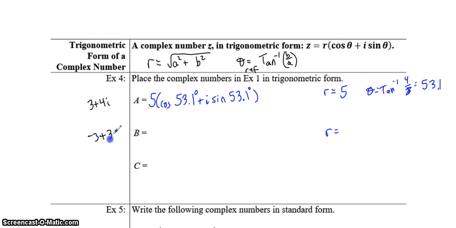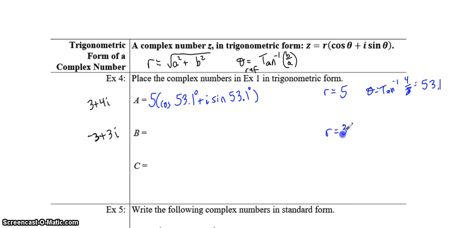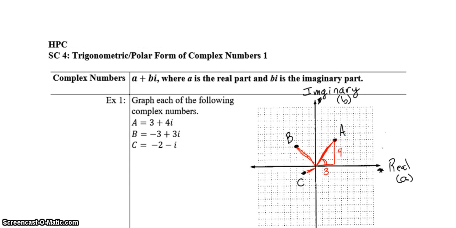Negative 3 plus 3i. So the radius, the absolute value, was 3 square roots of 2. What was the angle? Looking at this, we could probably tell by looking: this angle here is the theta, that's the direction. Or if you use the reference angle, the legs are the same, 45, so that's going to be 135, because we've got to make sure we're in the correct quadrant.